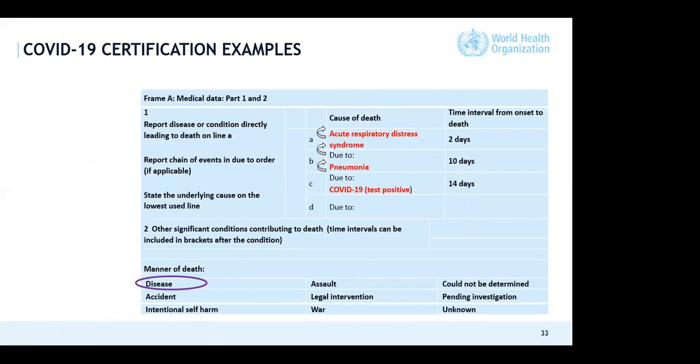Now let's look at an example here. So this is one example of a COVID death. This was a confirmed COVID case. So this person had acute respiratory distress syndrome. This is different from respiratory failure. I need to let you know this. Acute respiratory distress syndrome is different from respiratory failure. So that was due to pneumonia, and then that was due to COVID. So the manner of death is disease. This is clear, a sequence of events here.